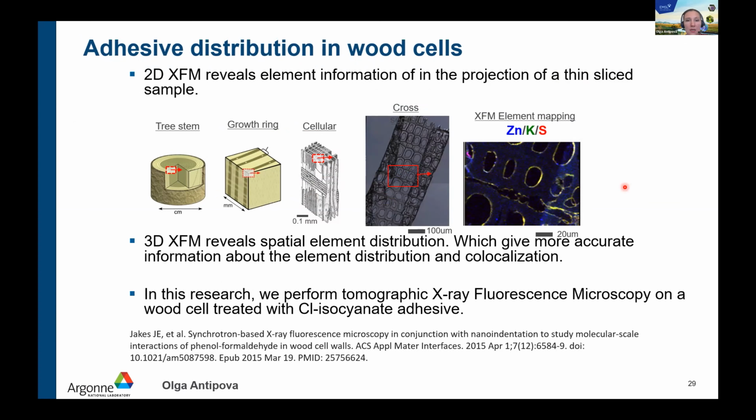One is visualizing distribution of additives in the wood. Like in this case, the wood was treated with epoxy. Epoxy had some chlorine, and we could actually do three-dimensional visualization of impregnation of wood cells with chlorine, and therefore with epoxy. We also use this method to visualize the quality of impregnation of different media for wood preservation strategies.